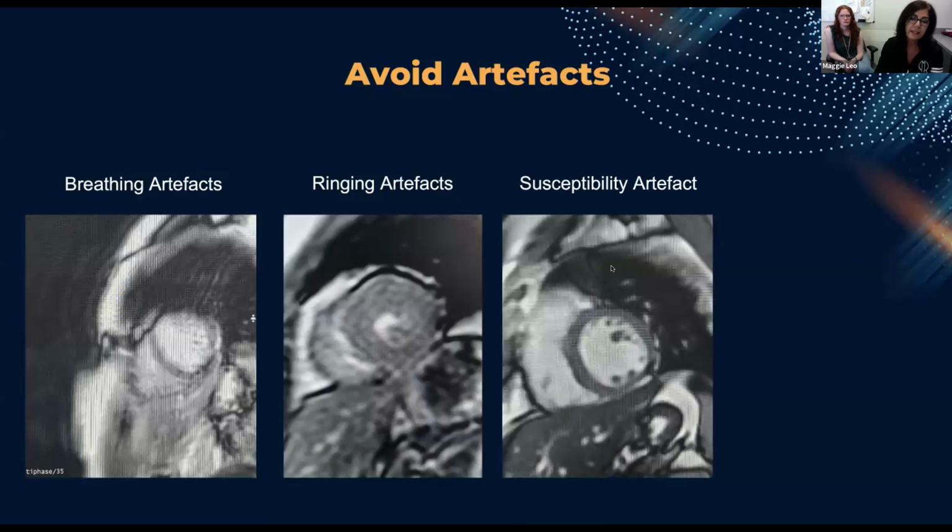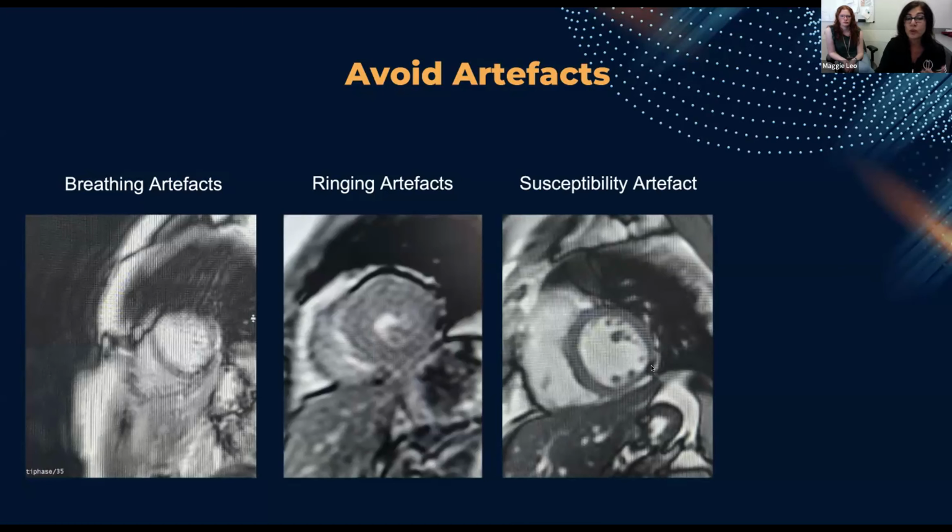And the next, which is the most common artifact that you may encounter, is a bSSFP or susceptibility artifact seen in the inferolateral portion of the myocardium as seen here. So here is the artifact and it's overlapping here part of the myocardium. So what can you do to get rid of this?